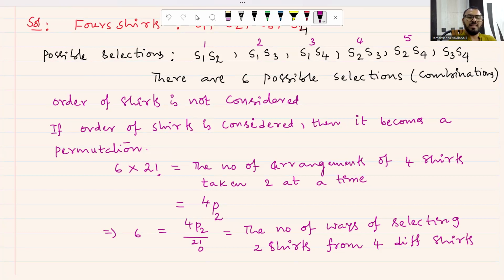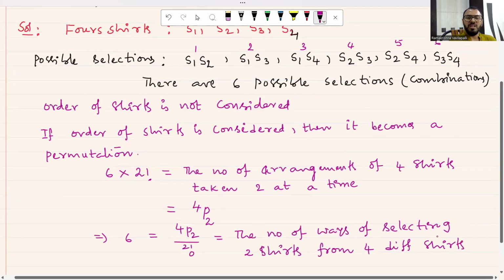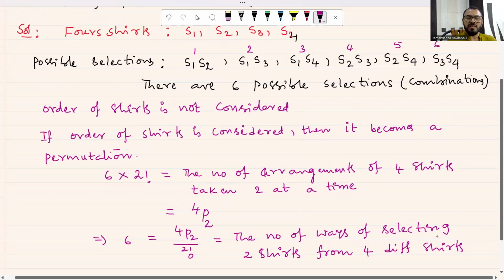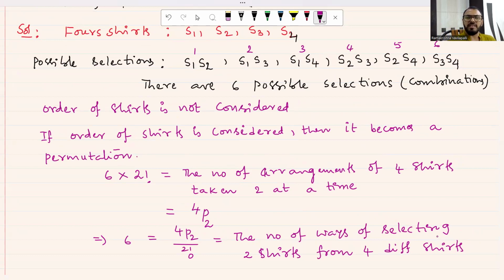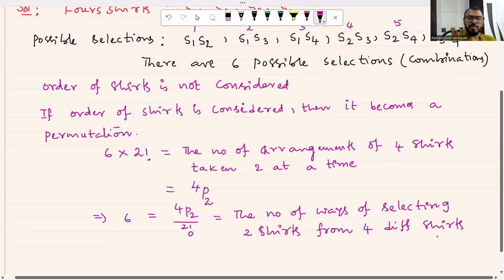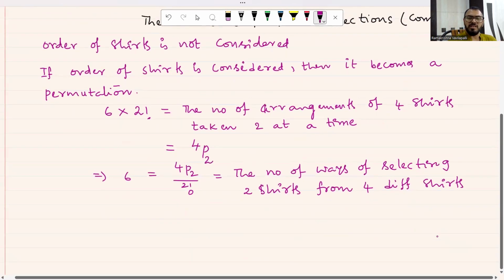Right? I hope you understand. One is when the order is not considered, the other is when the order is considered. If order is considered, then it becomes a permutation. If order is not considered, then it becomes a selection, or you can say combination. So the number of ways of selecting 2 shirts out of 4 shirts is 6. That is equal to the number of permutations of 4 shirts taken 2 at a time divided by 2 factorial.